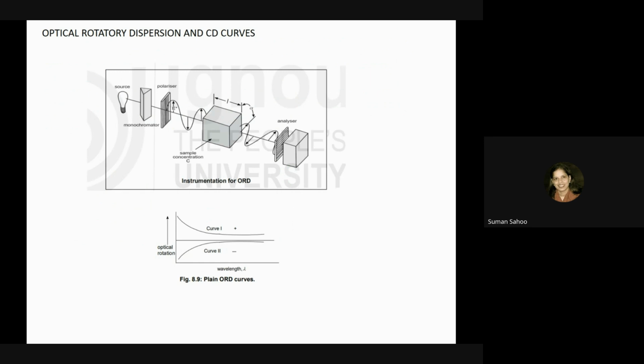So in case of optical rotatory dispersion, this is the instrumentation for ORD, how optical rotatory dispersion is being done. This is the source of the light. You have a monochromator, then comes your polarizer, which polarizes the light to only a single plane, and then it passes through the sample with concentration C. It has a path length L, and it rotates the plane polarized light by some value, that is your alpha, and here you have your analyzer.